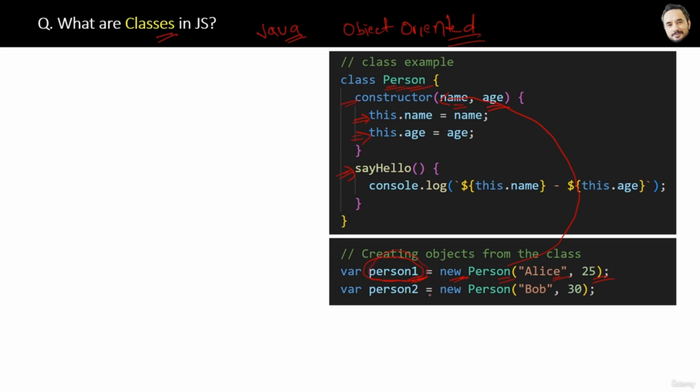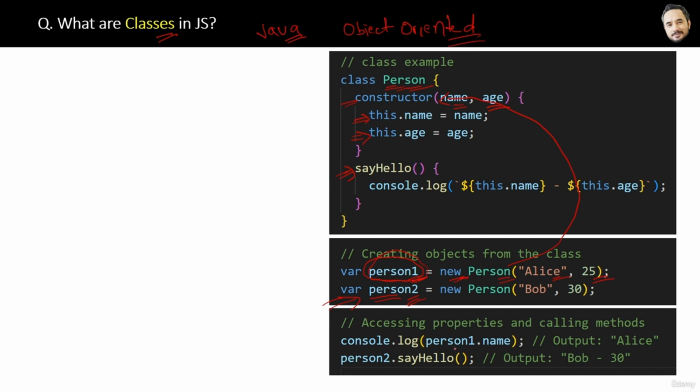The same will happen with the second object also. So now in our JavaScript application, we have two objects. One is person1, another is person2. And we can access the properties of the object something like this, person.name. And we can even call the methods of the class by object.methodName. And we will get the expected output.